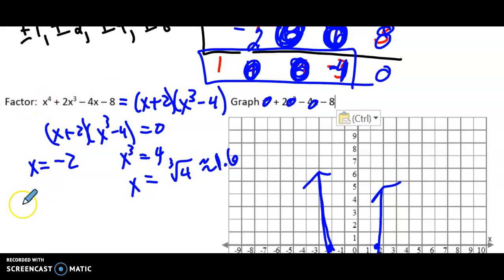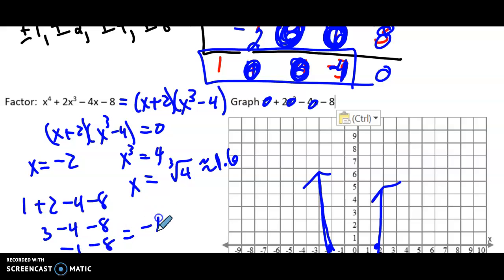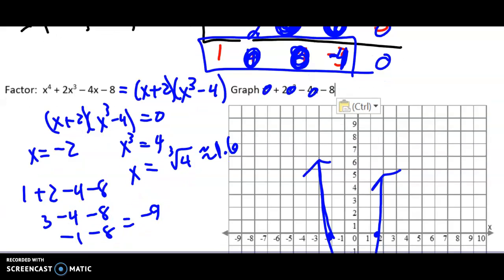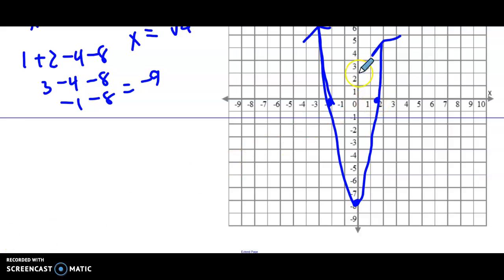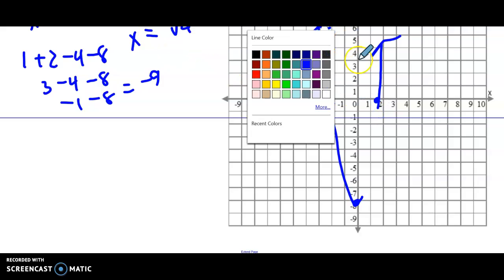If I put 1 in, that gives me 1 plus 2 minus 4 minus 8. 3 minus 4 minus 8. That gives me -9. When I put 1 in, oh, so I'm a little off here, aren't I? That makes sense. 1 gives me -9.